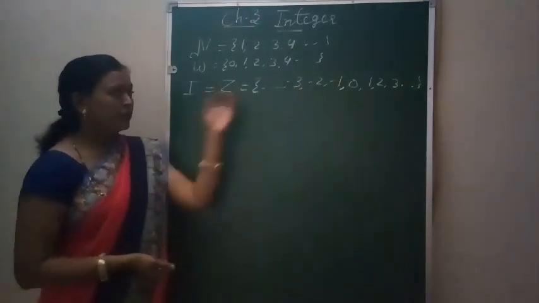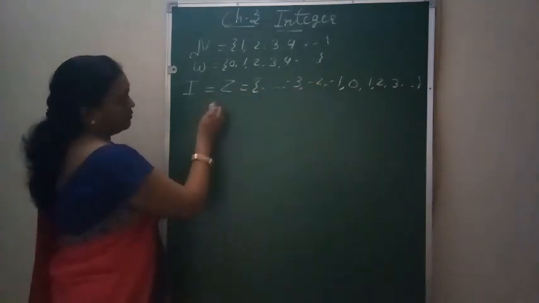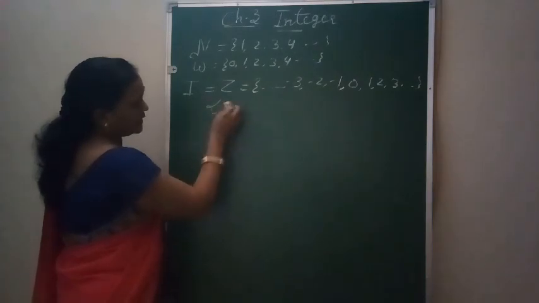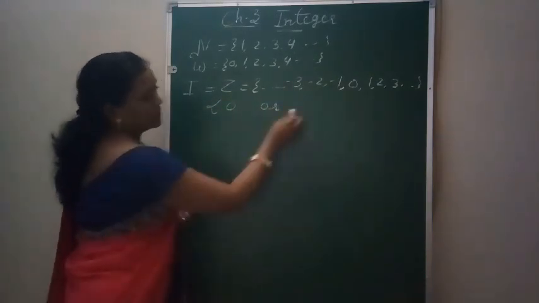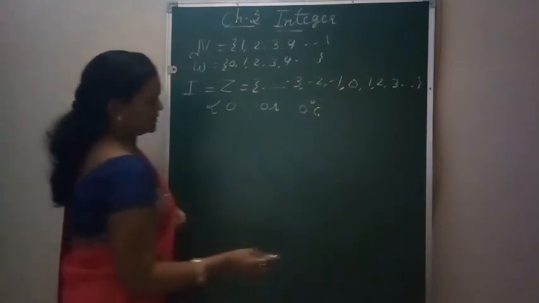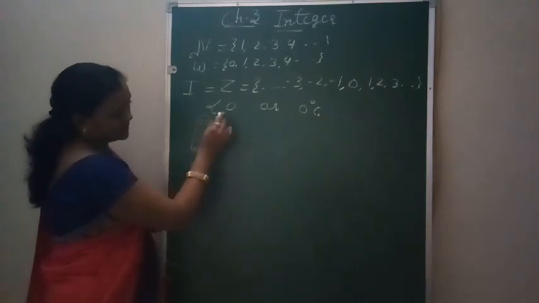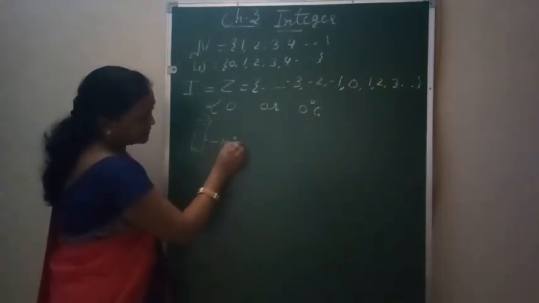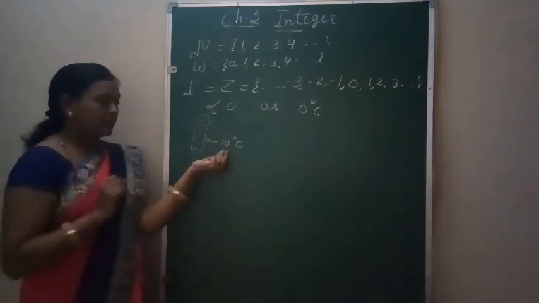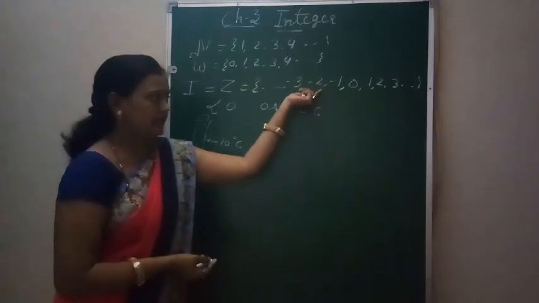When we measure the temperature, we may measure less than 0, or we may measure 0 degree Celsius. When we measure the temperature less than 0 degree Celsius, it is like -10 degree Celsius. This is the best example of a negative integer.